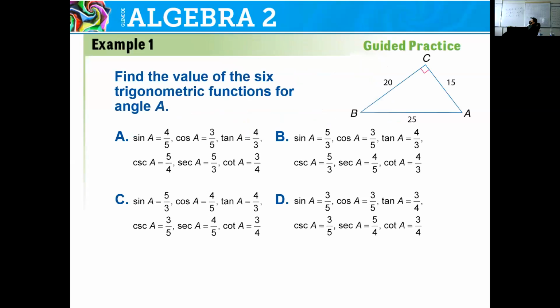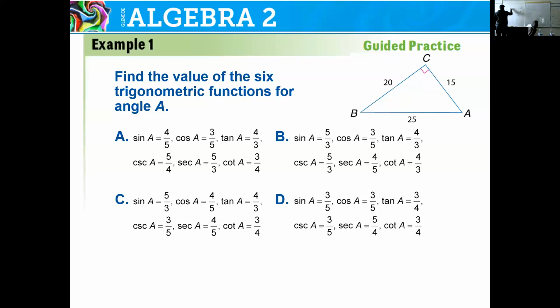Okay, so find the value of the 6 trigonometric functions for angle A. So angle A is here. Our opposite side is 20. The hypotenuse is 25. The adjacent side is 15. So on this one, sine of A is going to be 20/25, which is also going to break down to 4/5. 20/25 simplified is 4/5.